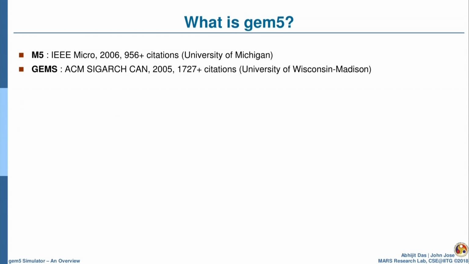What is GEM5? There was a popular simulator called M5 by the University of Michigan in 2006. Around the same time, another simulator called GEMS by University of Wisconsin-Madison existed. GEMS was equally or even more popular than M5. However, both of these simulators had some flaws, and hence the developers thought that they could combine. Then came GEM5, which combined the goodness of both these simulators.